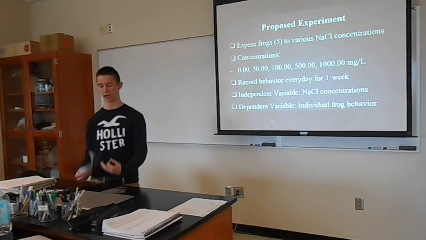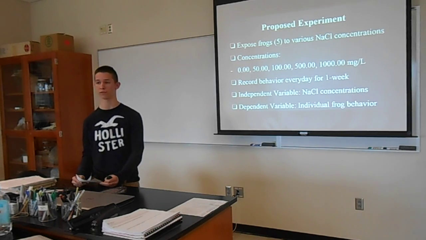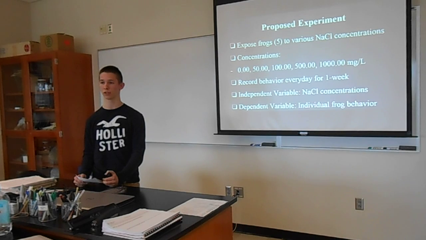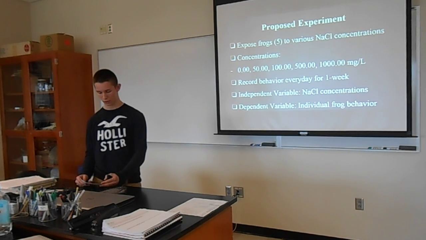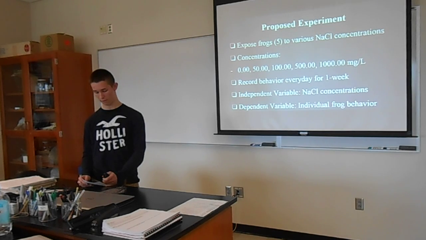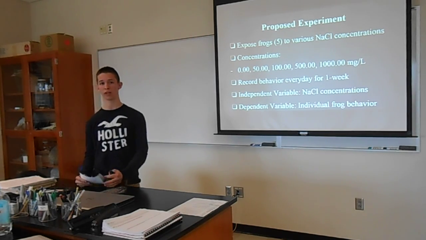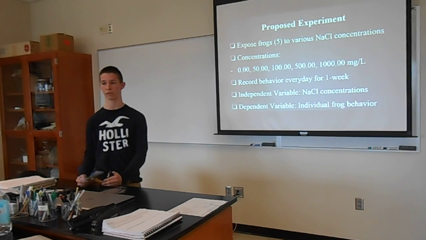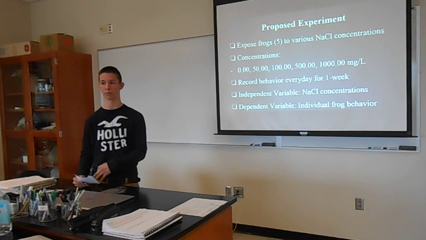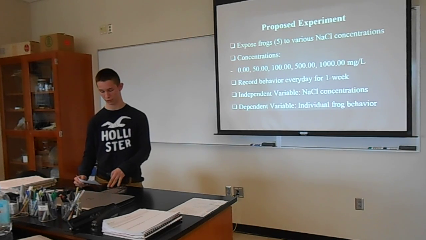If I were to carry out an experiment, I would expose 5 frogs to various sodium chloride concentrations. And the concentrations include 0 milligrams per liter, which would act as the control group, 50 milligrams per liter, 100 milligrams per liter, 500 milligrams per liter, and 1,000 milligrams per liter. And every day for 1 week, I would record the individual behavior of each frog. And at the end of the week, I would compare those results to that of the control group.